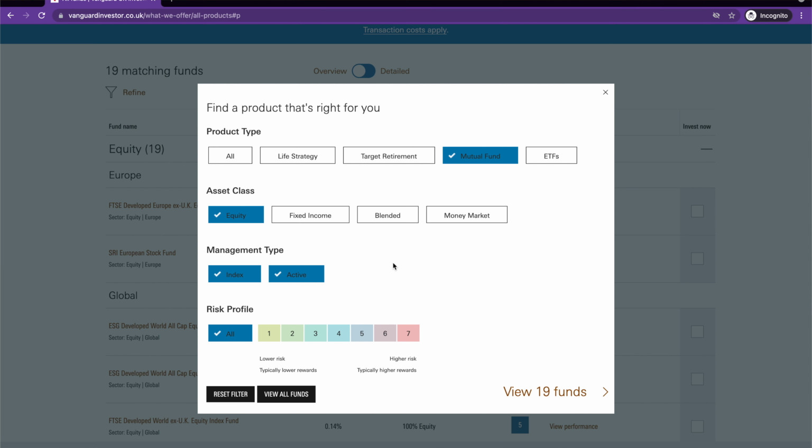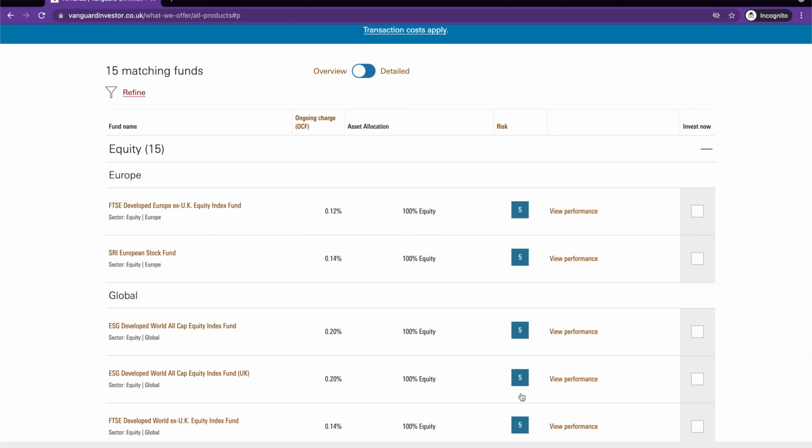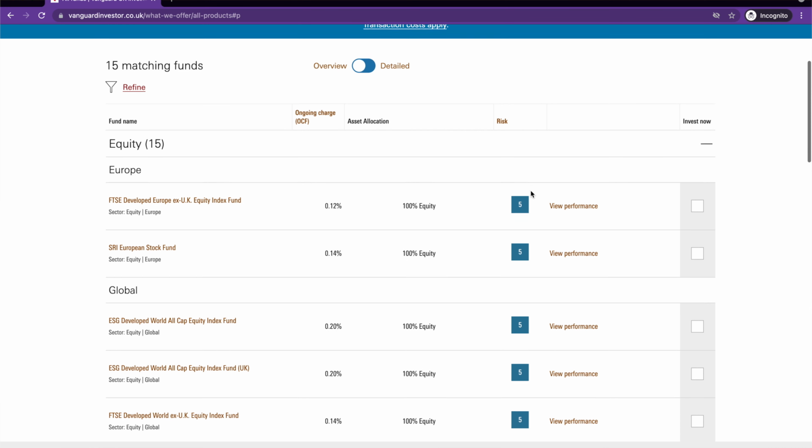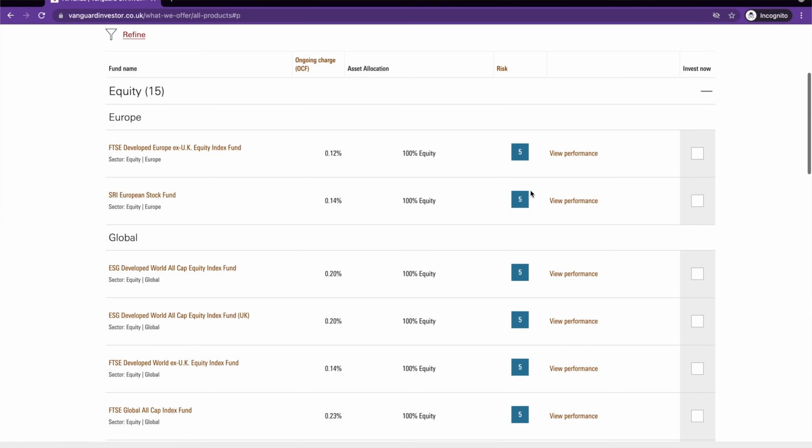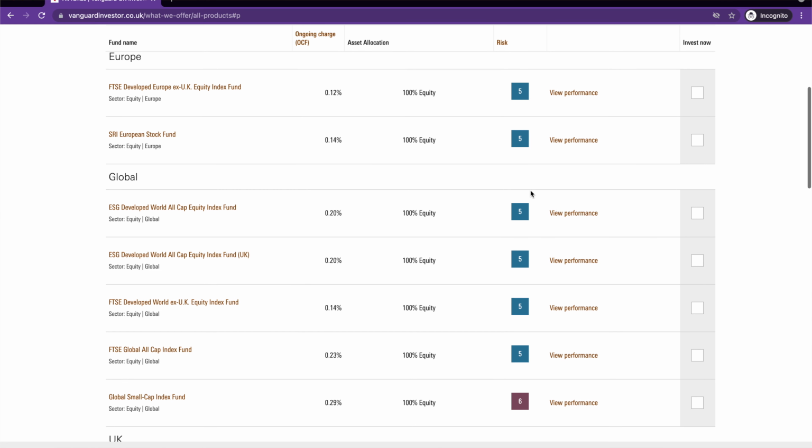Let's stick to equity. In terms of management type, I want an index or passively managed fund, so I'm going to uncheck active. And in terms of risk profile, let's just keep that as all. All right, so let's look at all the 15 funds available. Here we have our list of 15 matching funds, and as you can see, there are different mutual funds here that track different market indexes.